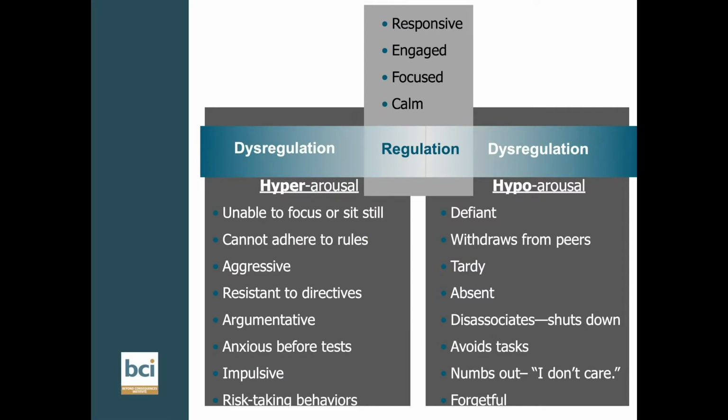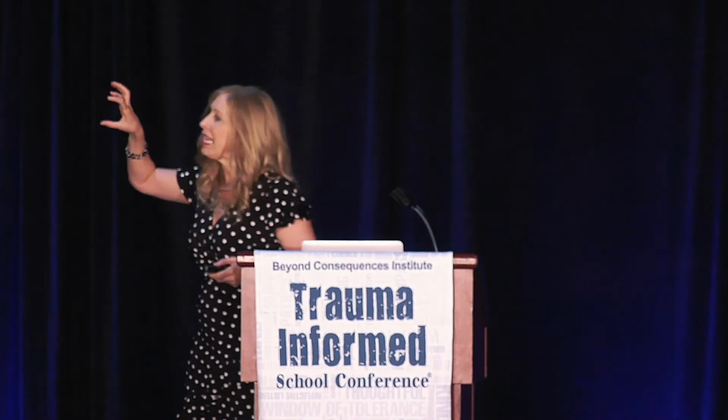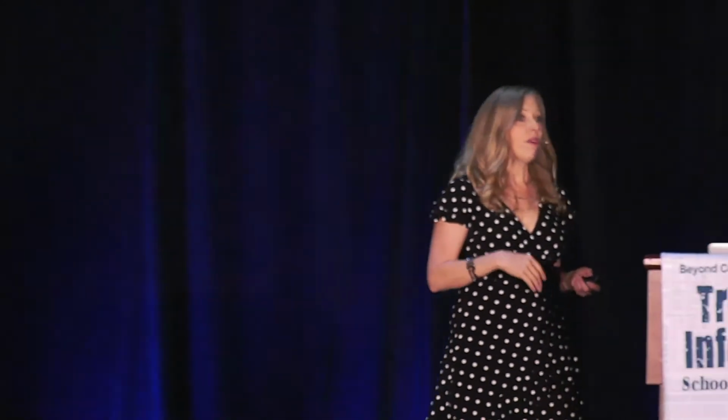Regulation then. What we want to do is help our kids get into this middle spot, because when you are regulated, you have a higher chance of being responsive, of being engaged, to be able to focus and be able to be calm. So we're always going to be wanting this behavior, but if we look at it from the lens of trauma, we're not going to look at it from a behavioral standpoint, we're going to look at it from a regulatory standpoint. So in order to get the behaviors that we ultimately want as the outcome, the process is now changing. The process will be about learning how to regulate.